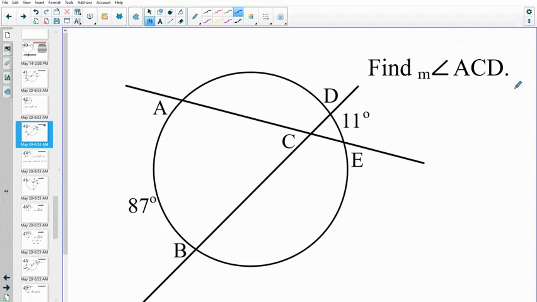This one's saying find the measure of angle ACD. That's this angle over here. And I don't know what this intercepted arc is. And so our strategy on a problem like this one is to say, well, I know these two intercepted arcs. And so if I know these two arcs, 87 over here and 11 here, we'll be able to find the measure of this angle, angle ACB. And then if I know what angle ACB is, well, then these two angles add up to 180, so we'll just subtract from 180 at the end. So just a little bit more complicated than the one that we just did.